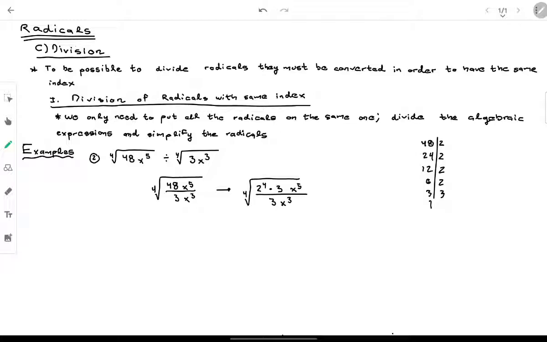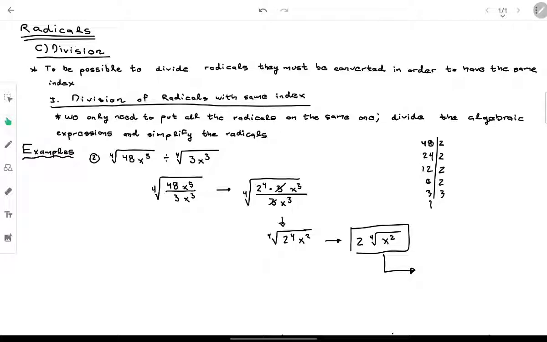So what happens next? We can simplify this 3 with this 3, and x to the 5 over x cubed is going to be only x squared. So I will have the fourth root of 2 to the 4 x squared. In this case, I can take out a 2, and inside is going to be the fourth root of x squared. That can be an answer. But let's see other stuff.